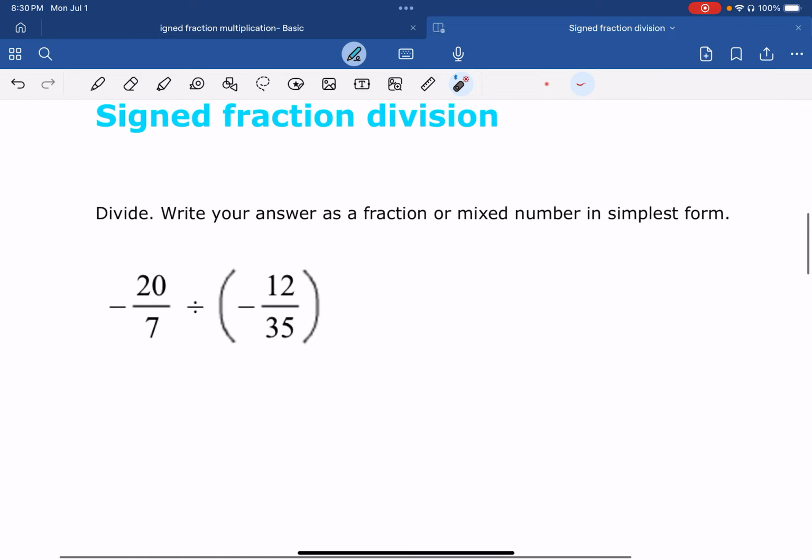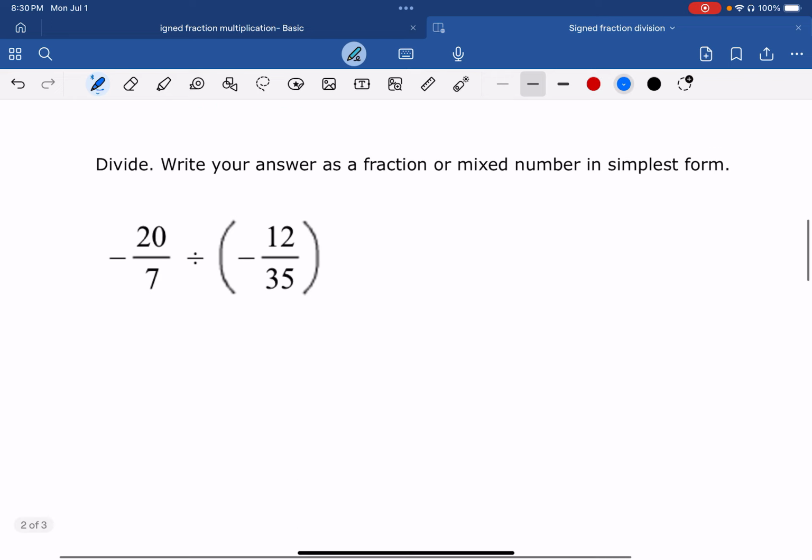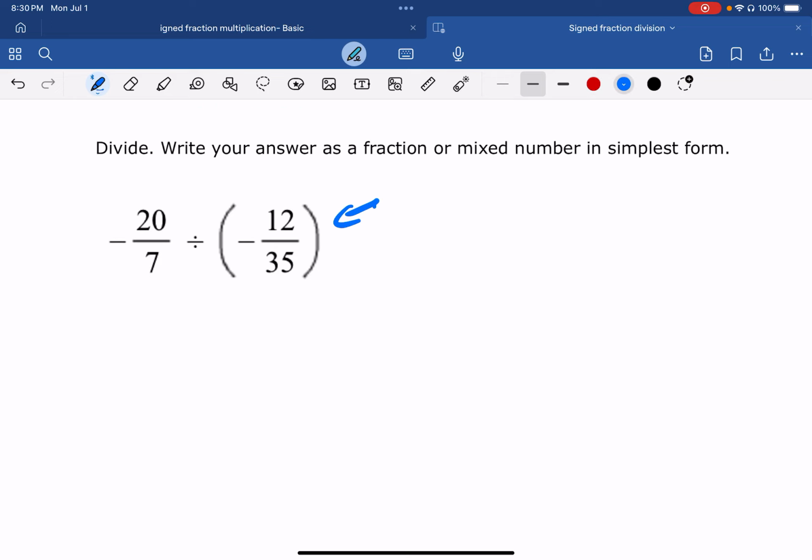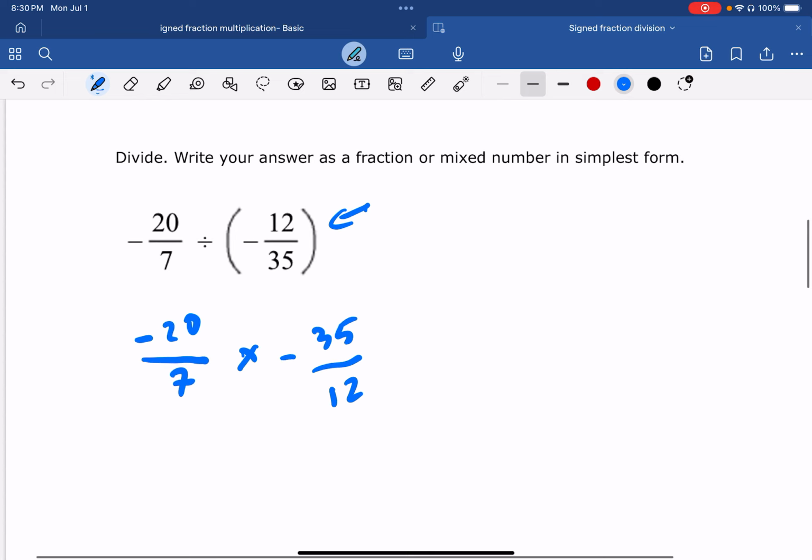So if we take a look at this, first things first, we've got to flip this number right here around. So we're going to write this again, negative 20 over 7, and we're going to multiply it this time by 35 over 12. Now, again, this is still a negative.